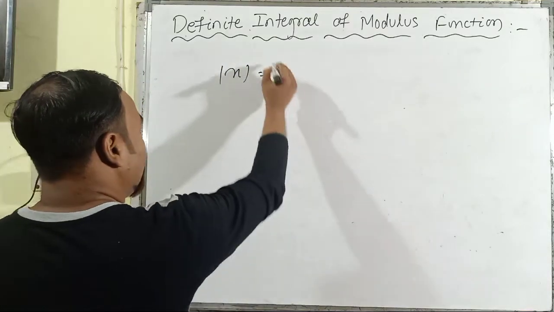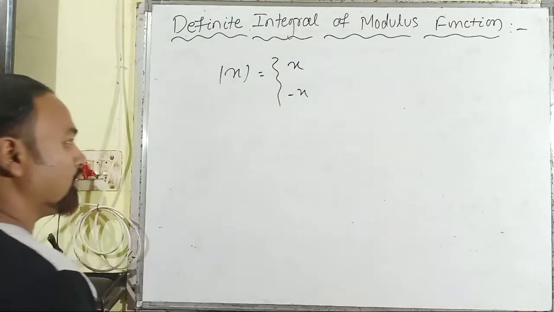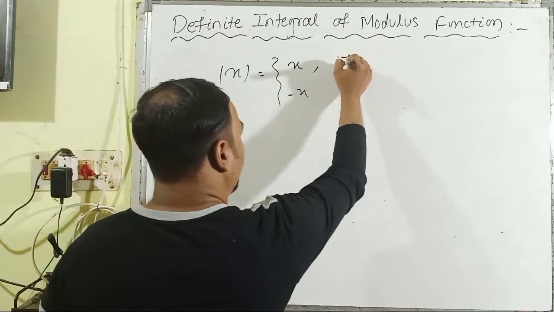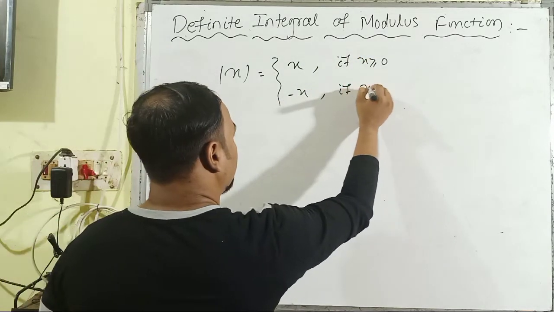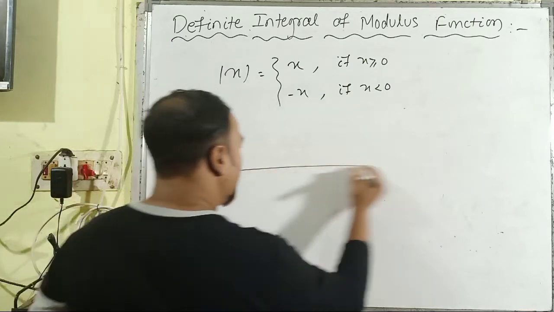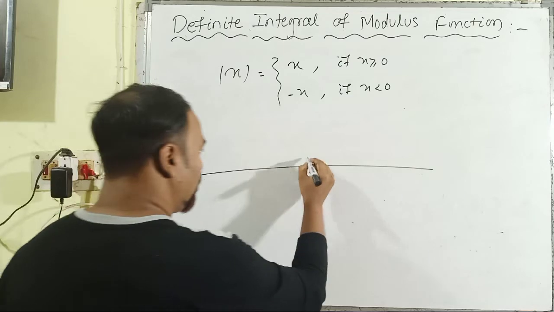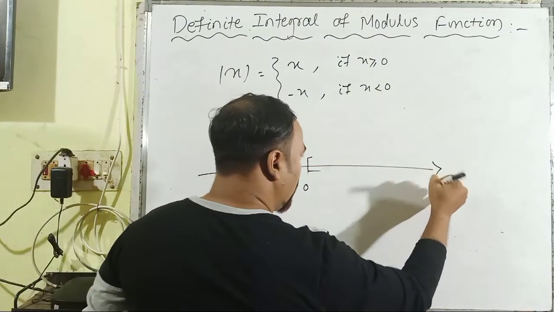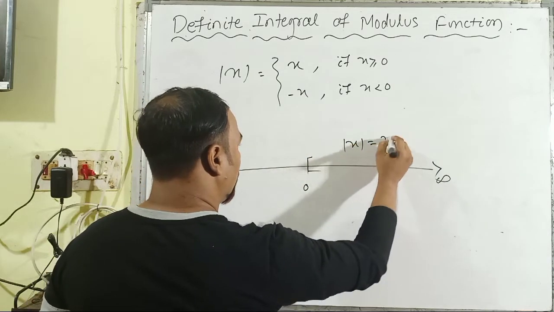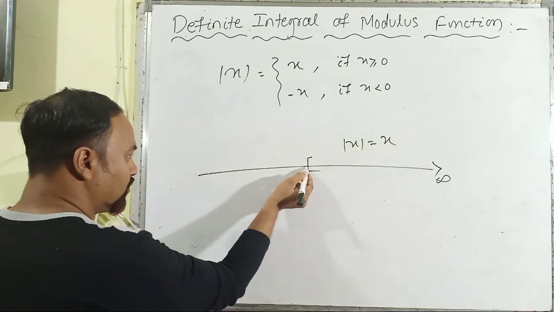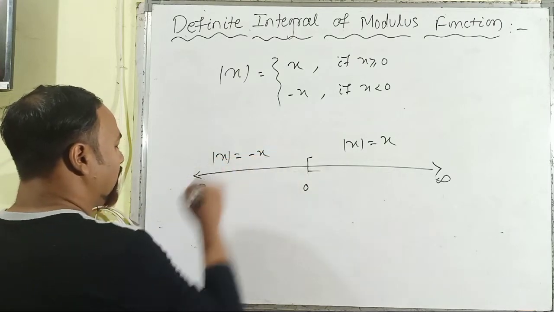The modulus function can be expressed in this form. It gives two values, one is positive x and one is negative x. Positive x happens if x is greater than or equal to 0. Negative x happens if x is less than 0. So it has two characterization properties. From 0 onwards to infinity, modulus of x is equal to x. But from 0 towards negative infinity, modulus of x gives minus x.